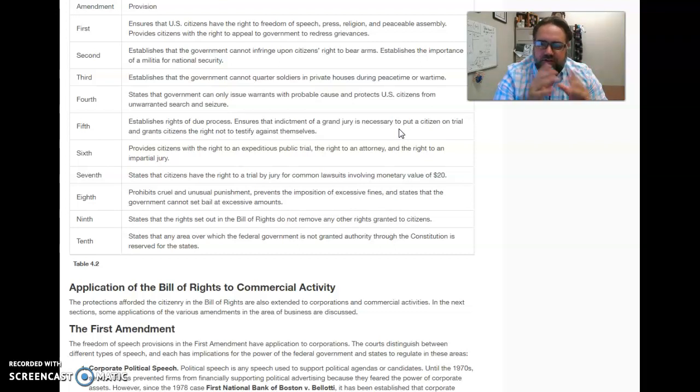So all these things are very subjective. To me, it's cruel and unusual to be in solitary confinement for years. It could be cruel for a couple of weeks. That's my interpretation. The government may have a different interpretation.